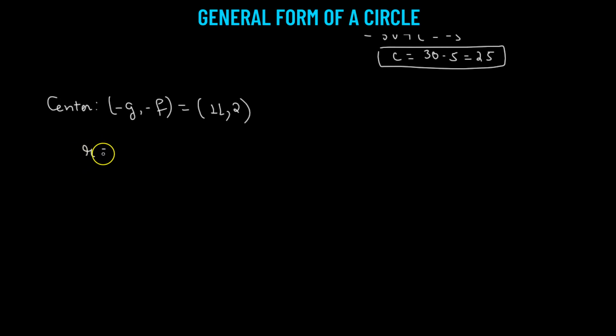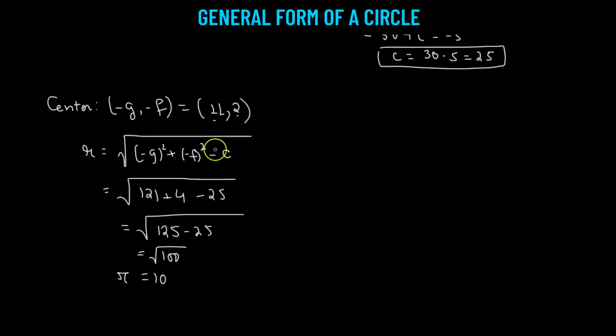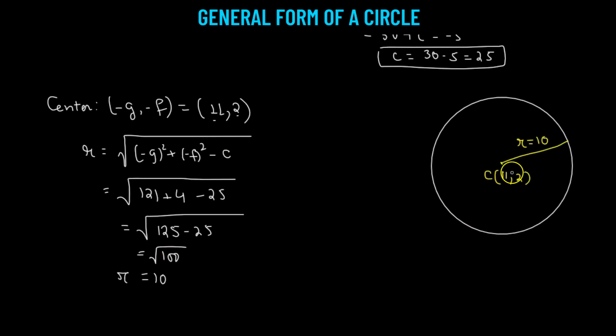Let's now compute the radius. We know that the radius is given by the square root of negative g squared plus negative f squared minus c. Negative g corresponds to positive 11, so we have 121, plus negative f squared, negative f corresponds to 2, so 2 squared is 4, minus the c value, which is 25. So we have 121 plus 4, that's 125, minus 25, so that's the square root of 100, 100 being a perfect square, so our radius comes out to be 10 units. Now we have the center and the radius, so let's note this down. We have obtained the coordinates of the center as well as the radius of the circle.